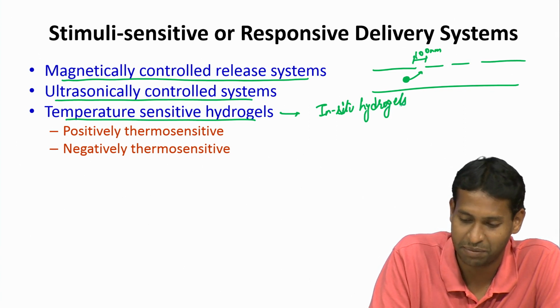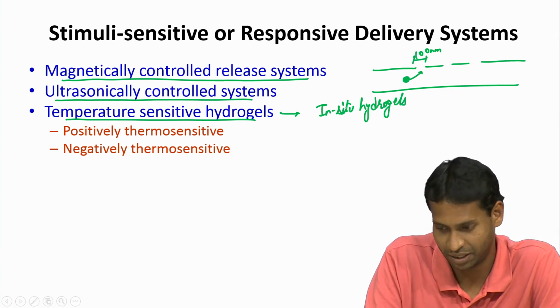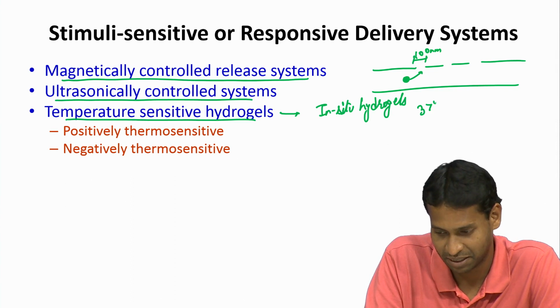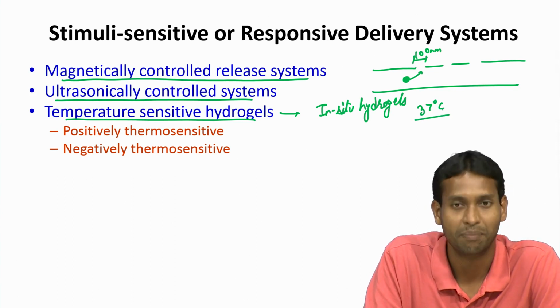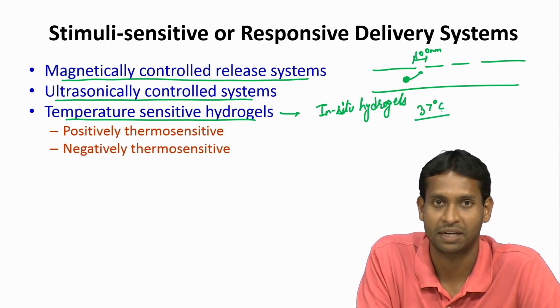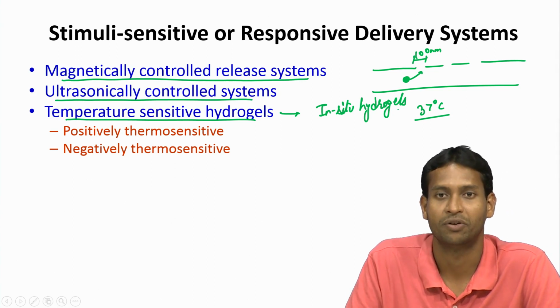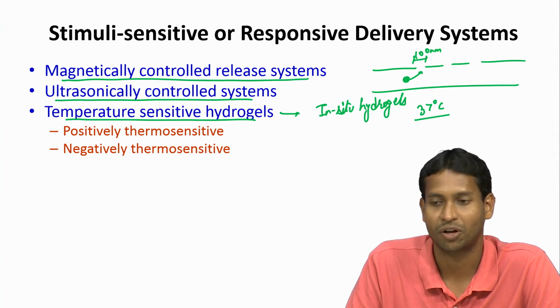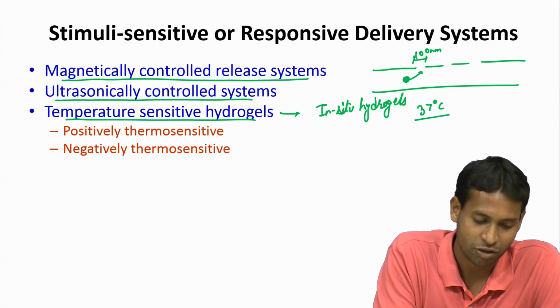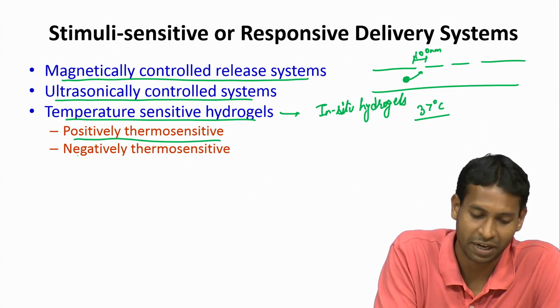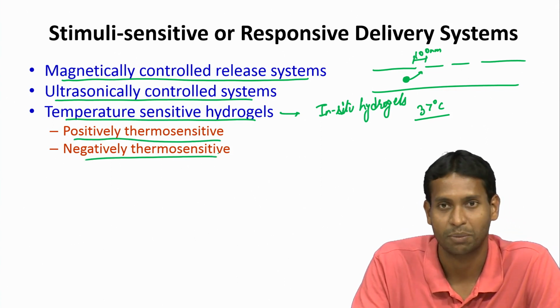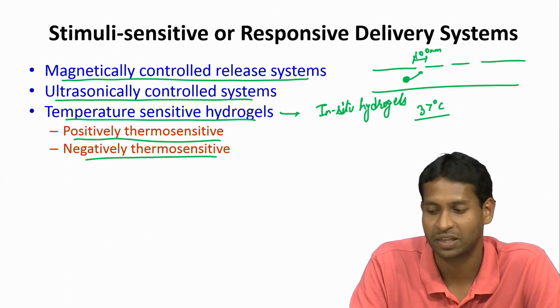and we were saying that maybe the trigger for the polymerization is 37 degree Celsius temperature. So that is an example of temperature sensitive hydrogels, but then we'll learn some more about how further we can modulate this, and then these could be either positive thermosensitive or negatively thermosensitive, and again we will talk about that as we go along in this class.